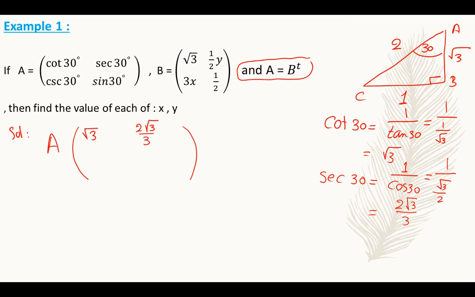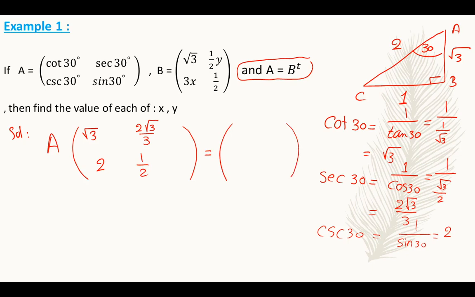And now we are going to find cosec 30. Cosec 30 equals 1 over sine 30. Sine 30 equals half, so 1 over sine 30 will be equal to 2. So cosec 30 will be equal to 2. And we know that sine 30 equals half. Now we get the values of the matrix A, and the matrix A is equal to B transpose.